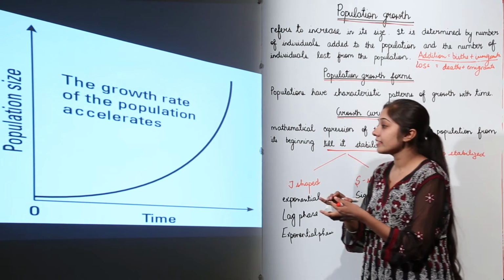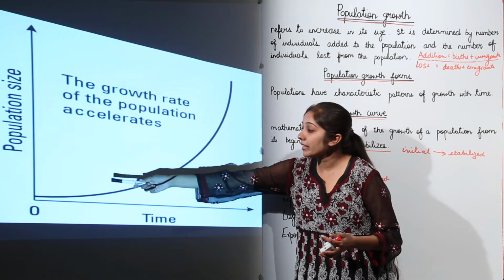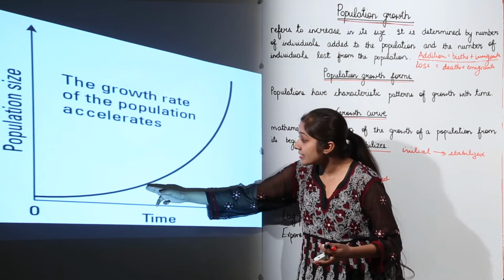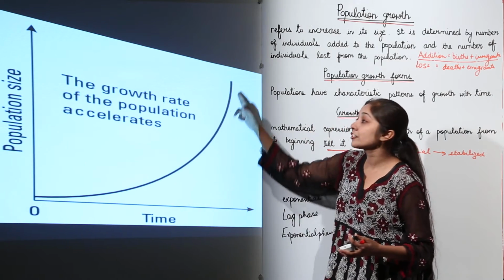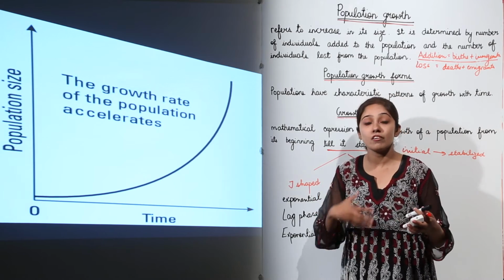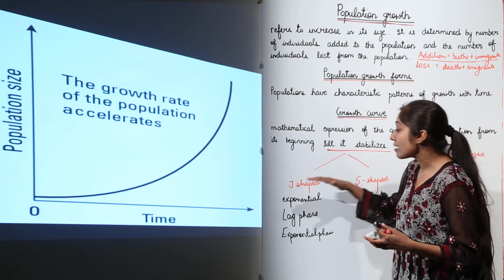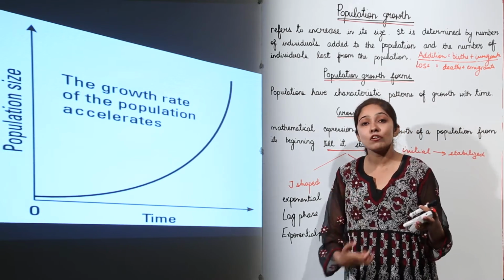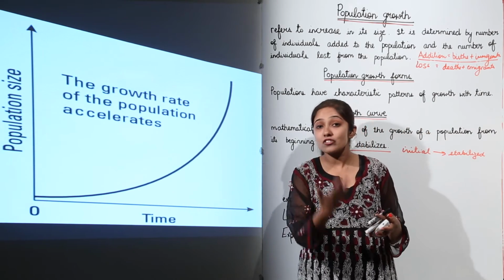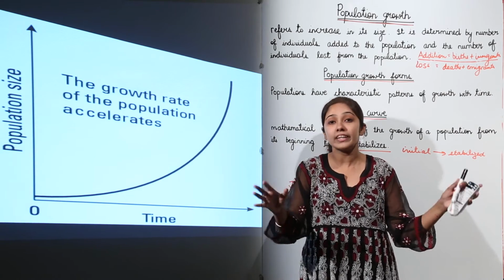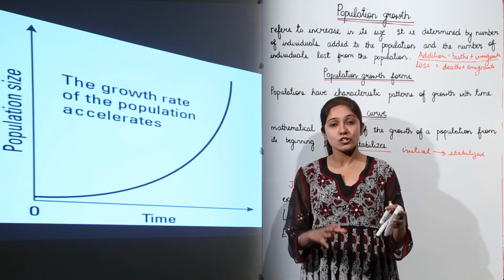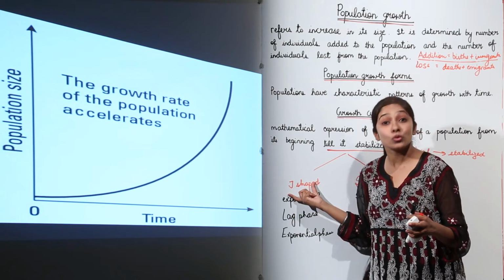So you can see in this graph, the initial beginning of this graph represents the lag phase, and this steep part represents the exponential phase. So where does this type of growth curve actually exist? The example for this is a population of reindeer. When a population of reindeer is living in its natural habitat with no predators and plenty of food available, the reindeer population is going to show a J-shaped growth curve.